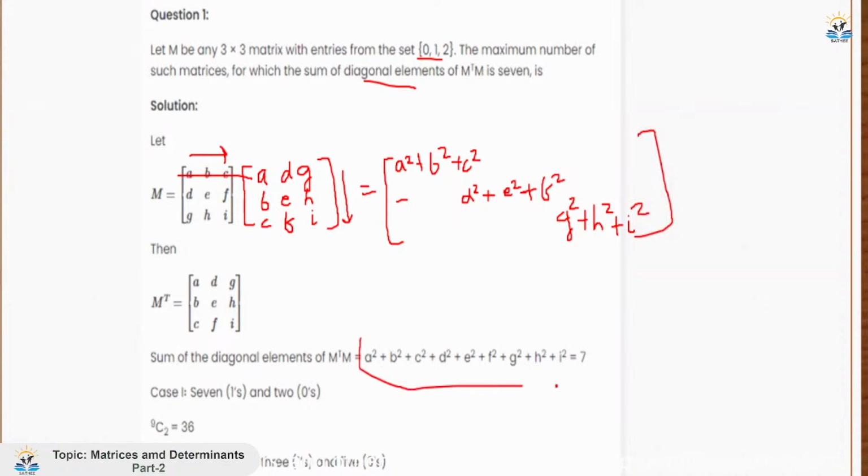So from there I got this thing: a square plus b square plus c square plus d square plus e square plus f square plus g square plus h square plus i square equal to 7. So now what you need to do is find the maximum number of such matrices. So basically I know that the entries a, b and c can only come from these three elements, which are 0, 1, 2.